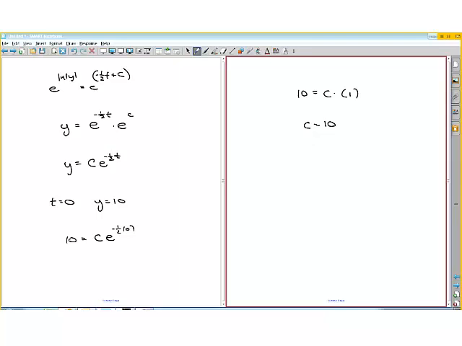So now once we have c, we can plug it into the general solution. So we get y is equal to 10e to the minus 1/2 t. Okay, so that's our particular solution. The previous one was our general solution. And so let's plot this thing.